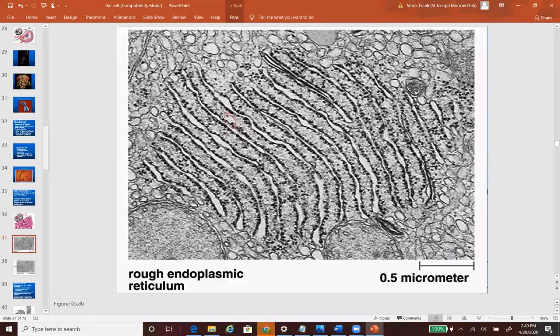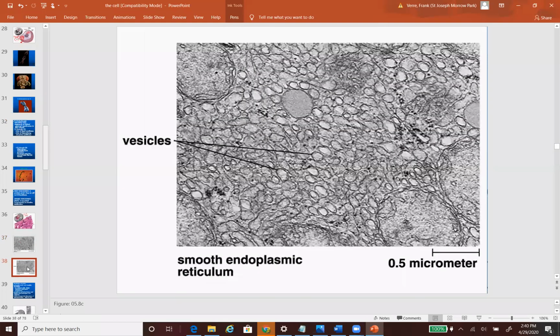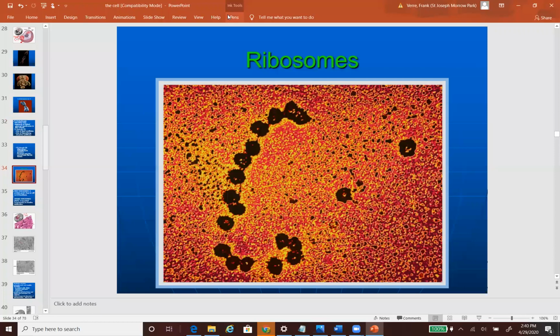You can see the little black dots. And then here is the smooth ER, where I don't see any of those black dots. The black dots are actually structures called ribosomes. Okay. Now, the ribosomes, if I go back to my pizza analogy, think of ribosomes like chefs or cooks.